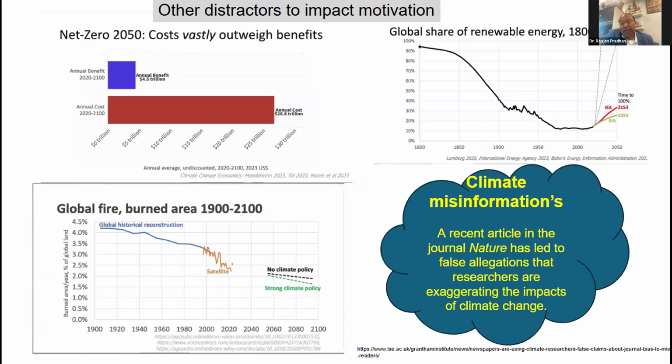And there are climate misinformations. You may know that so many social media posts and even news articles convey messages that are not very positive. A recent article in the journal Nature has led to false allegations that researchers are exaggerating the impact of climate change. These are things that deviate us. So to the next slide, please.